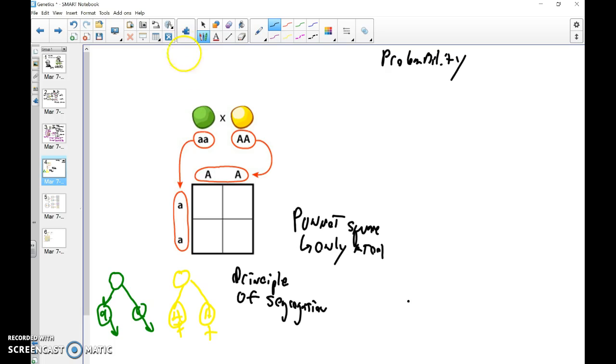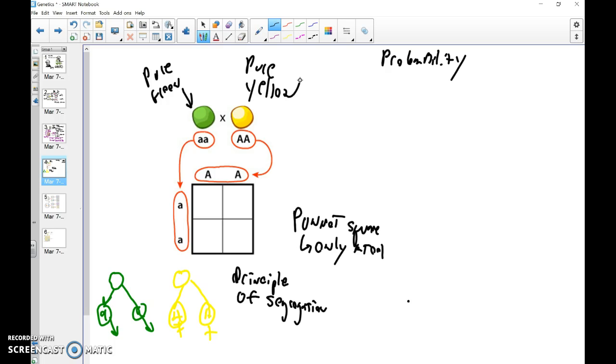And what we have up here is two parents, okay? We have a pure green P parent and a pure yellow P parent. Now in this example, green is being represented by lowercase a and lowercase a, and yellow is being represented by capital A and capital A. Okay, so those are the alleles that we're using to represent those particular traits.